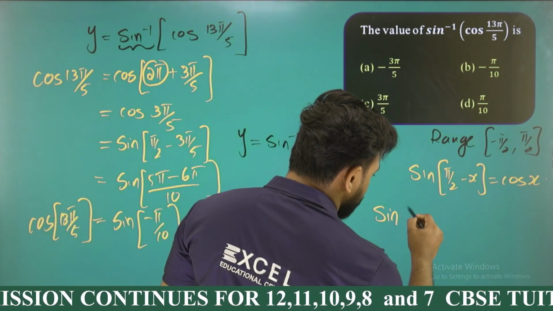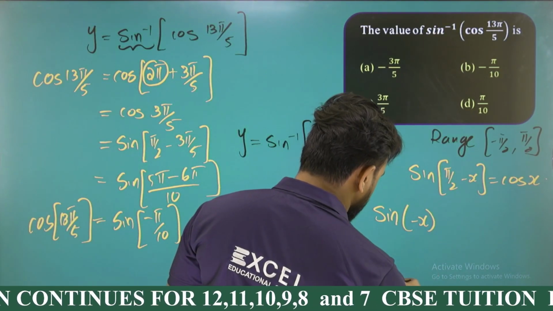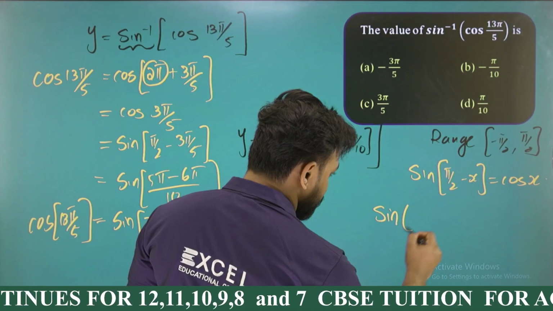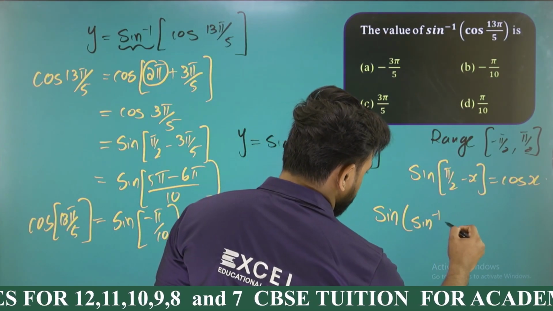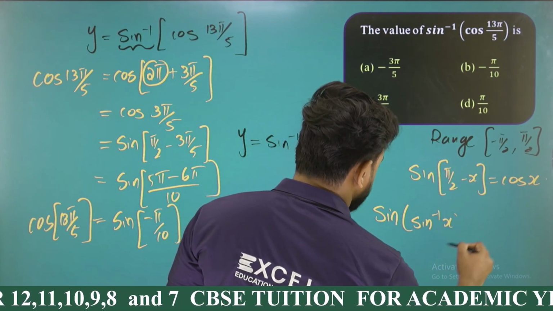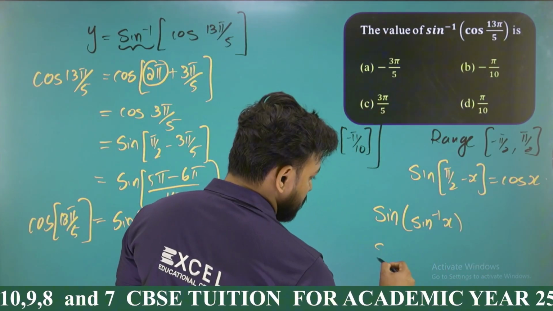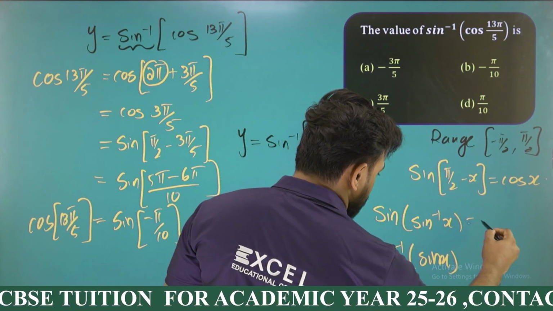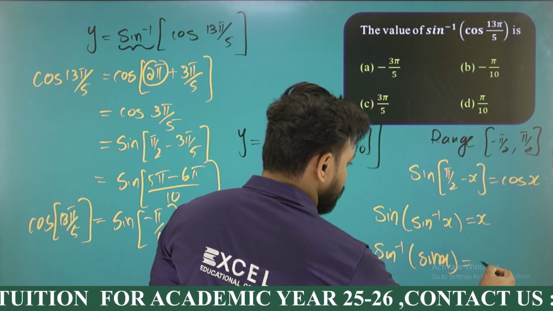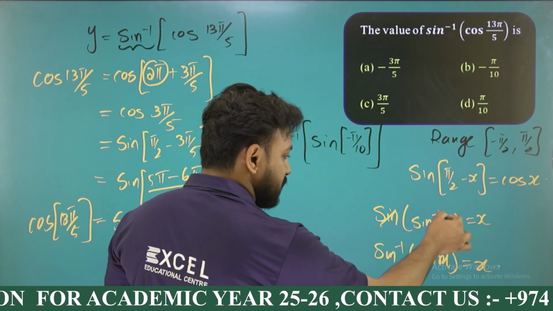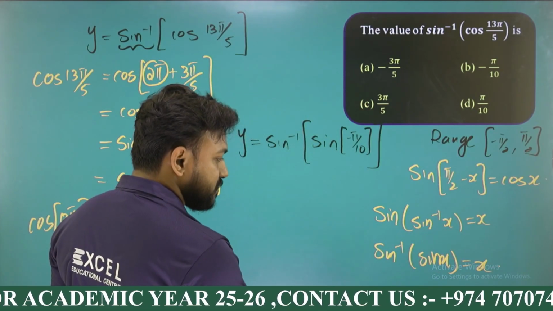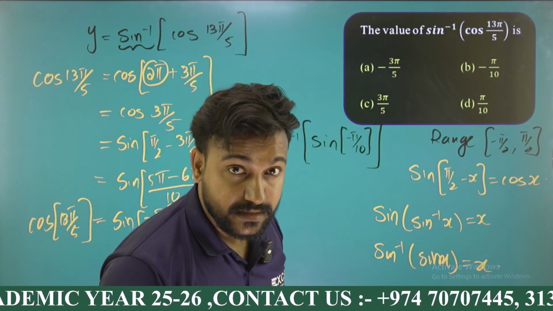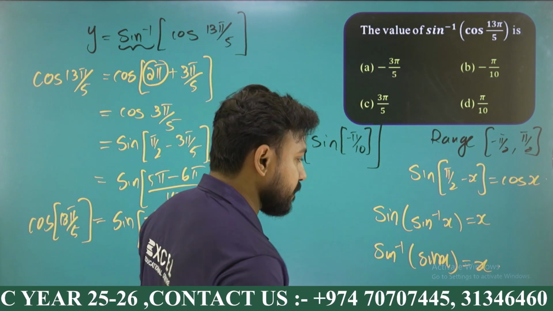Sine of sine inverse of x and sine inverse of sine x, both are equal. The sine and sine inverse will be cancelled, and sine inverse and sine will be cancelled, but there is a thing. Look at this.